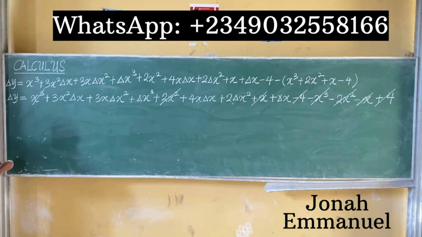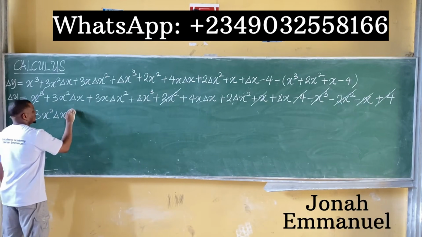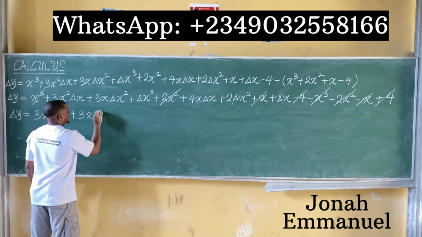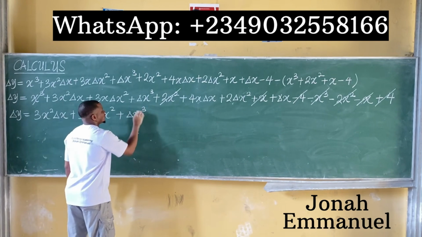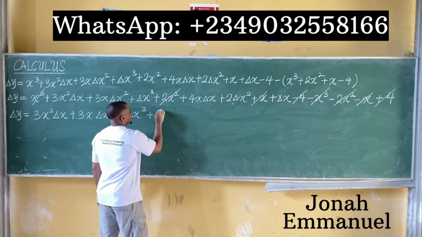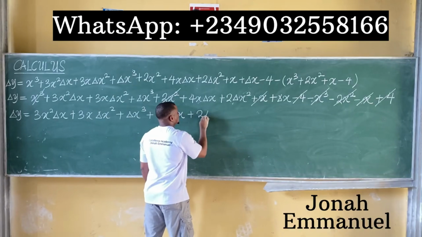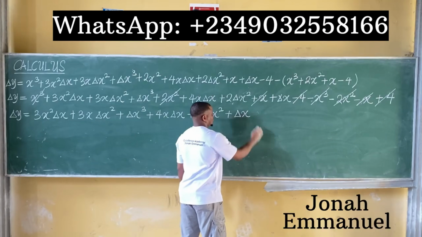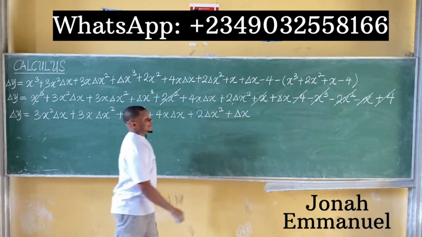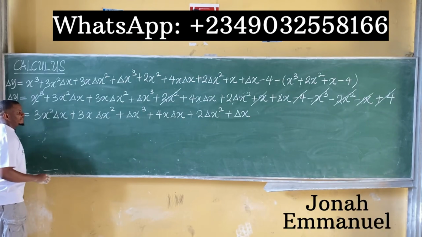Let's pick up what is left. We have change in y is equal to what there? 3x squared change in x plus 3x change in x squared plus change in x cubed plus 4x change in x plus 2 change in x squared plus change in x. That's all. What's the next step here? Divide by change in x.